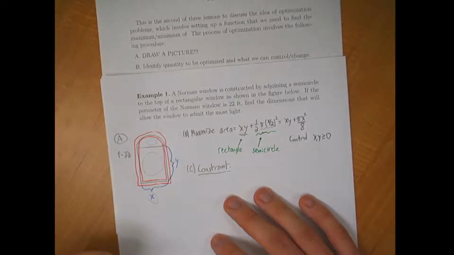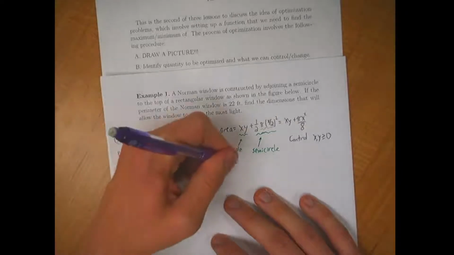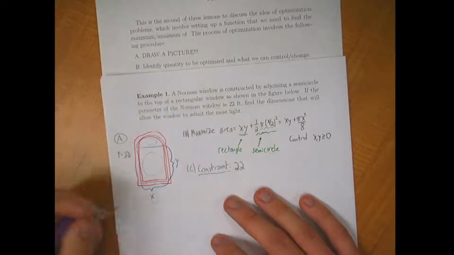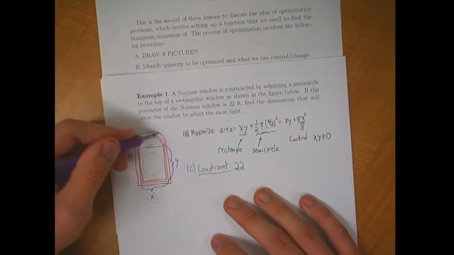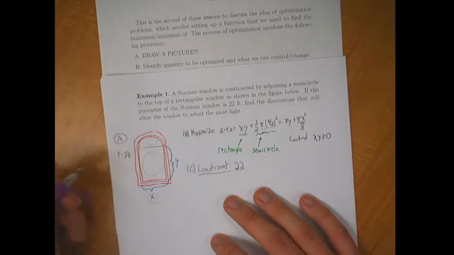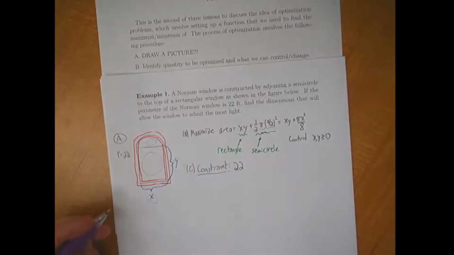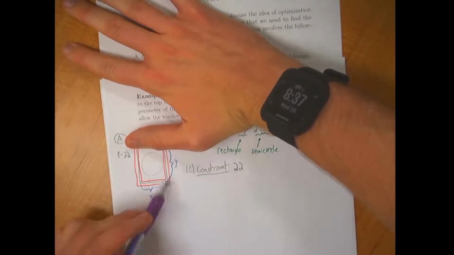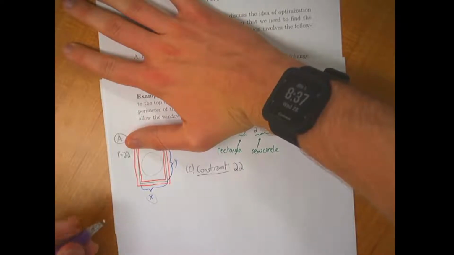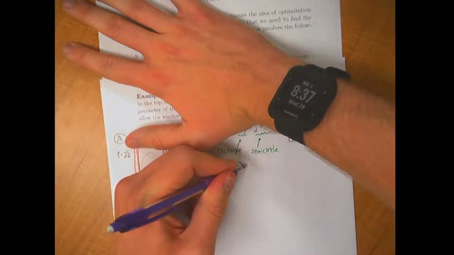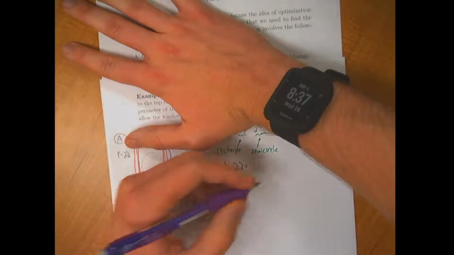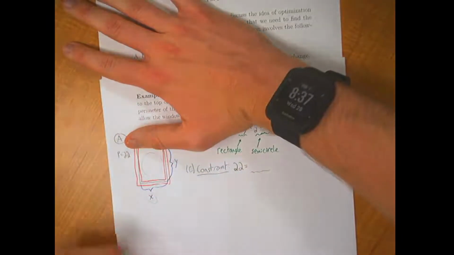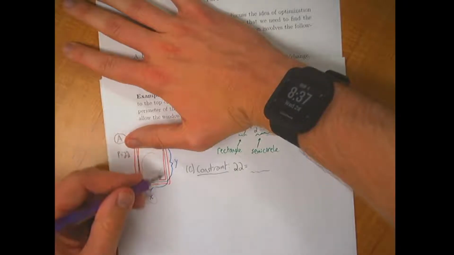Okay. The problem says that we're given that the perimeter of the window is 22 feet. So that means 22 corresponds to this whole perimeter here. Let's go ahead and break this down piece by piece. If we focus on the rectangle part of the perimeter of our window, what do we have as our rectangular part of the perimeter?